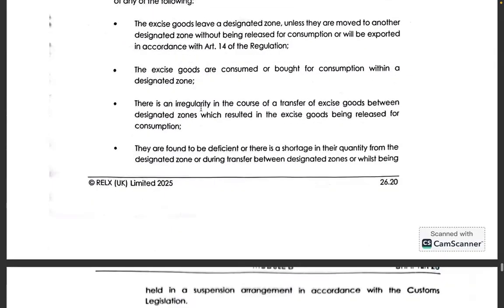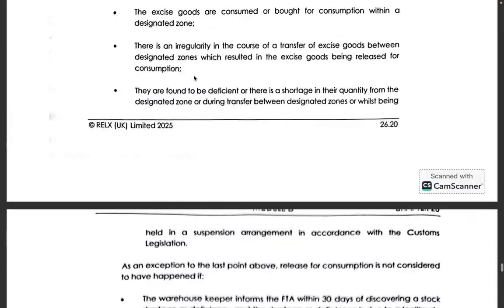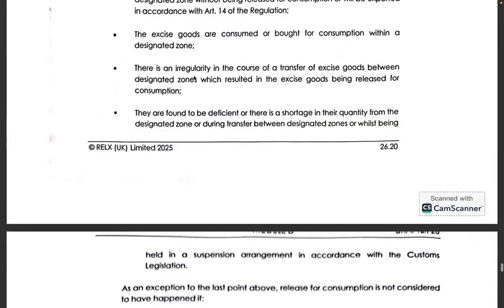There is an irregularity in the course of a transfer of excise goods between designated zones, which resulted in the excise goods being released for consumption. So the goods were released, they were somehow consumed, or misappropriated. Anything could happen, so that would be seen as release into circulation.